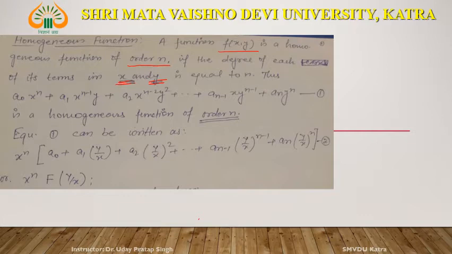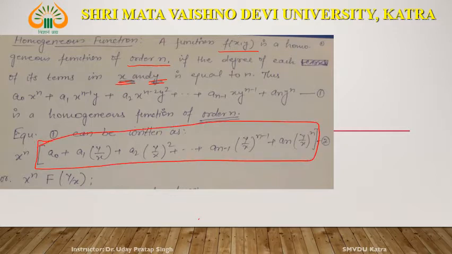How do we verify? Take x to the power n out of the terms of equation 1. Then equation 1 can be written as x^n times [a0 + a1 (y/x) + a2 (y/x)^2 and so on, up to a(n-1) (y/x)^(n-1) + an (y/x)^n]. The bracket is a function of y by x. Then equation 2 is something like this: x^n times a function of y by x. The equation 1 can be written in this form.